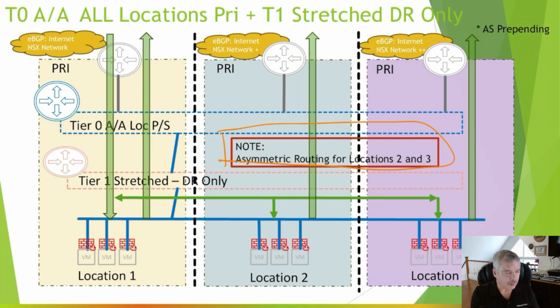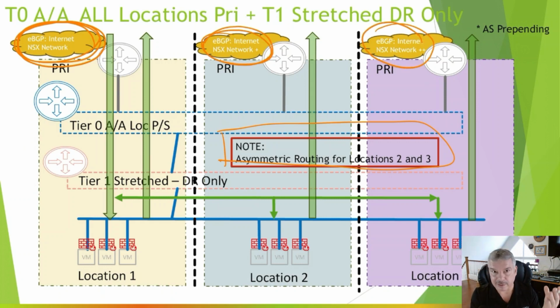So we're still advertising our blue network. So we're saying, hey, you know what? We want to advertise at a better cost from location 1 because we want the traffic to come in that way. We'll advertise it at a slightly higher cost of location 2 and a much higher cost for location 3 in this example.